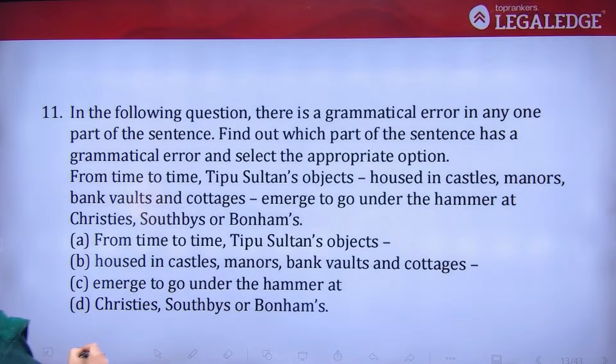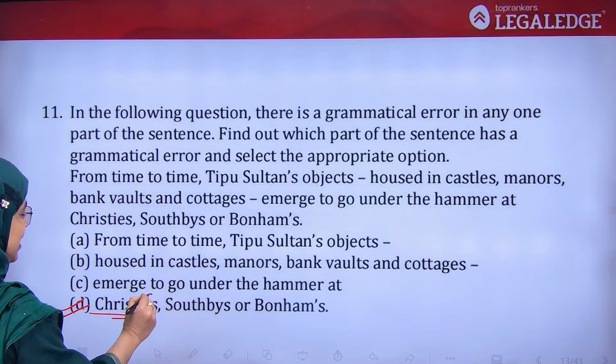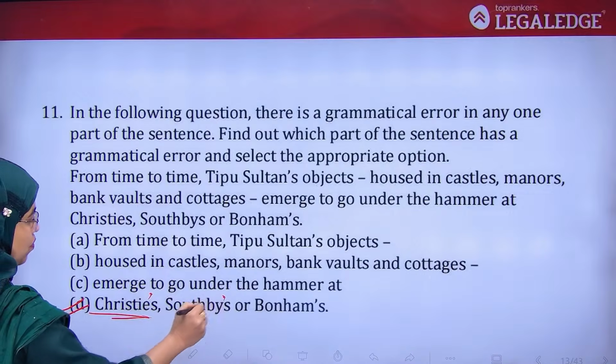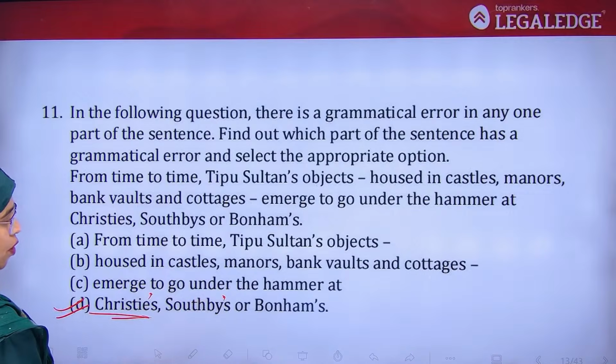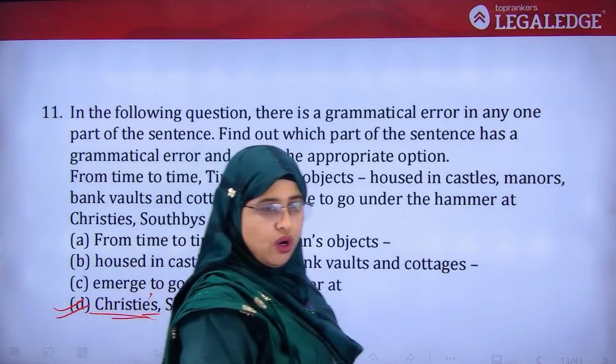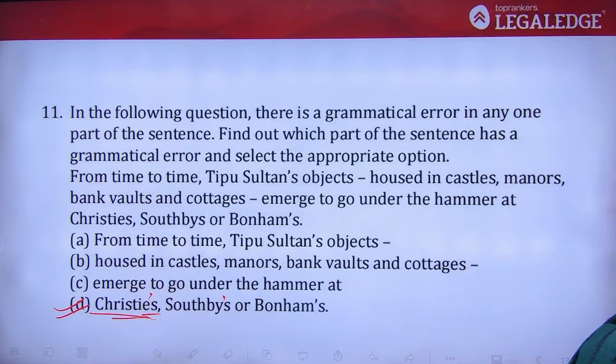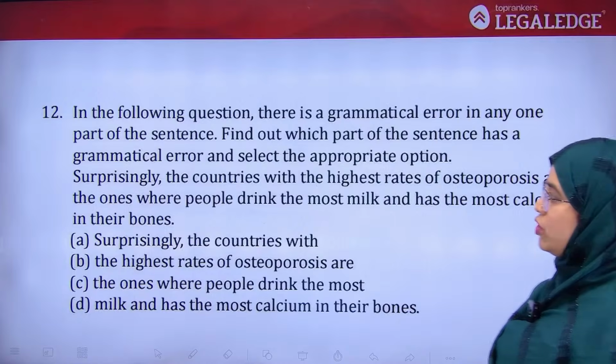All right. Now students, the error is in option D. What is the error? It should be Christie's, Sotheby's or Bonham's. So this apostrophe was required in almost all the nouns. All right. So that is the error. Missing punctuation. Question number 12.